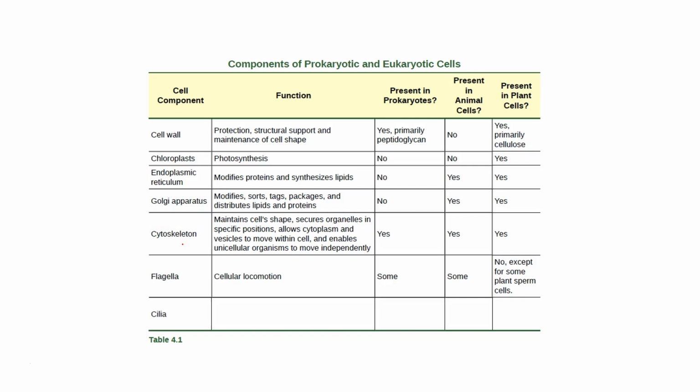Cilia then are not involved really as much in cellular locomotion, although it does say it here. It's not really the primary thing that they're known for. They're more known for moving particles along the extracellular surface. And you will find these in some prokaryotes, yes, more probably in animal cells, and there aren't really many cases where you would find those in plant cells. So that's kind of a gist of chapter 4.